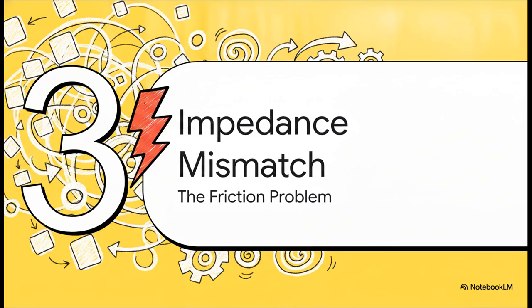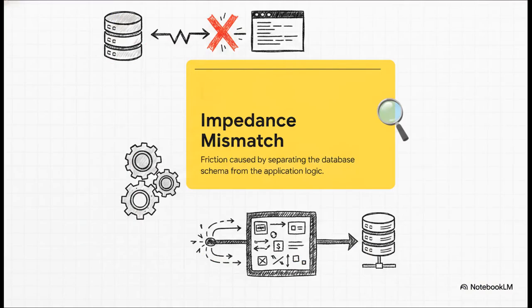Let's look at Section 3, the impedance mismatch problem. This brings us to a pain point every single software developer knows intimately: object-relational impedance mismatch. Because we separate the database schema, the nouns, from the application logic, the verbs, we introduce incredible friction. It's like a French architect and a Japanese builder trying to construct a house together without speaking the same language. To get the code and data to talk across this boundary, developers have to build complex translation layers, massive driver libraries, and deal with heavy parsing overhead across network connections.